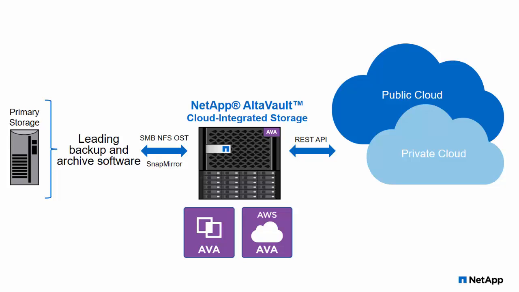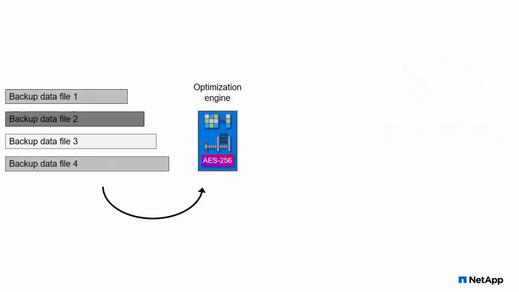AltaVault is a simple, easy-to-use cloud-integrated storage appliance which provides access to backup applications via NAS protocols including SMB, NFS, Veritas Open Storage or OST, and SnapMirror. Backups are written to the appliance by any of the leading backup application providers.